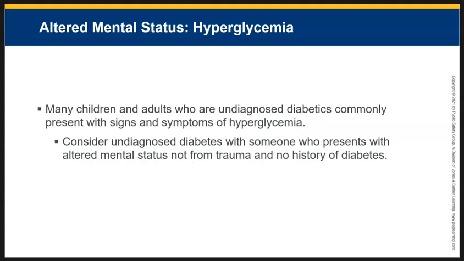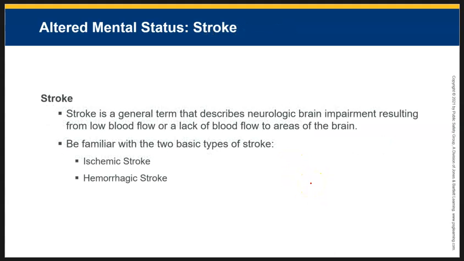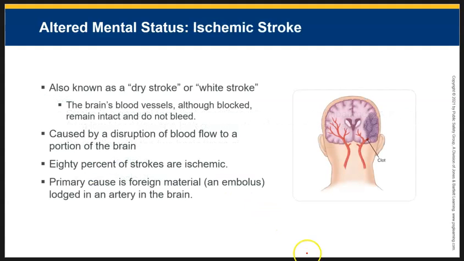Moving on, another cause of AMS is a stroke, which is essentially low blood flow or lack of blood flow to some area of the brain, and these occur in two basic types. You can have a block, which is an ischemic stroke, or a bleed, which is a hemorrhagic stroke. So ischemic strokes, because they're a block, are called dry strokes. We don't have the bleeding inside the brain. We do have a blockage. We do have disruption of blood flow to some part of the brain, and 80% of strokes are ischemic.